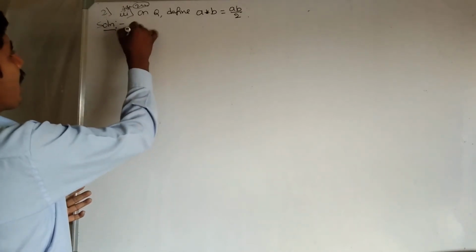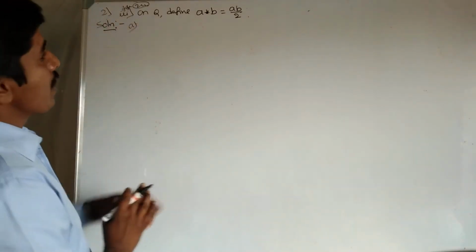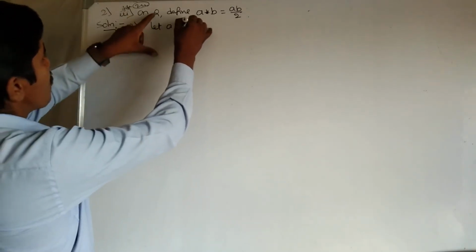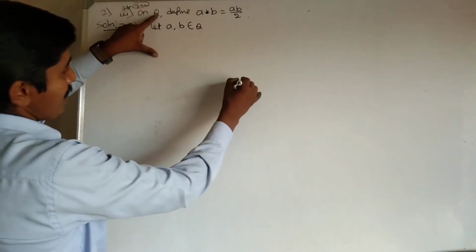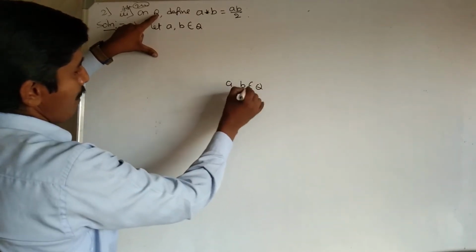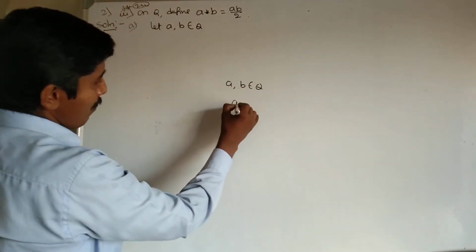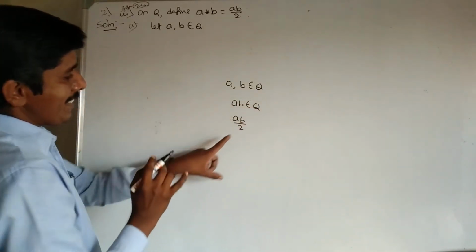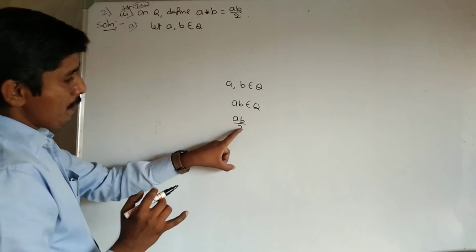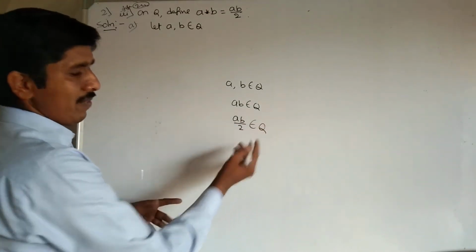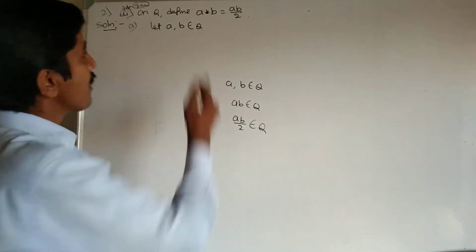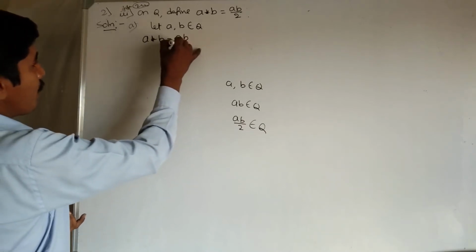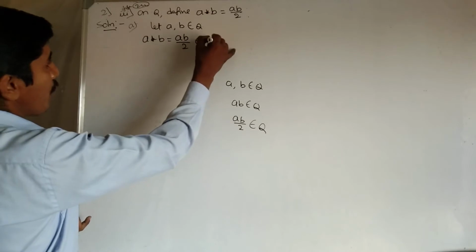At first I am verifying whether star is binary or not. Mind it, here let A, B belong to the rational numbers. A is a rational number, B is a rational number. The product of two rational numbers is again a rational number, clearly. Then AB divided by 2, the denominator is non-zero, so clearly AB by 2 is a rational number. Therefore, star is a binary operation. Then A star B equal to AB by 2 belongs to Q.